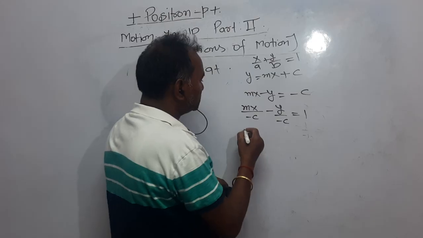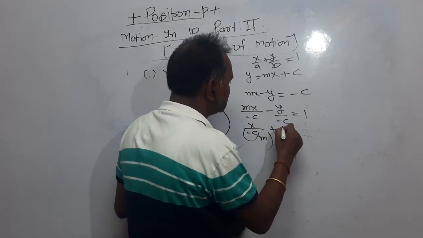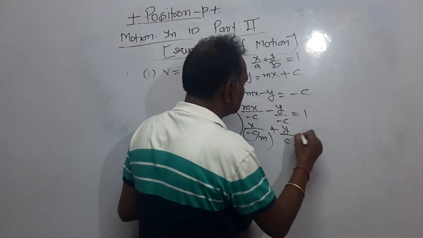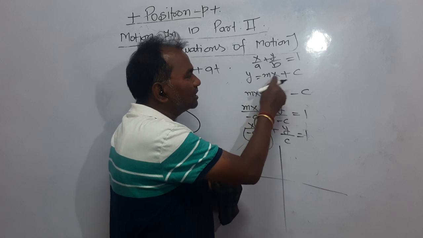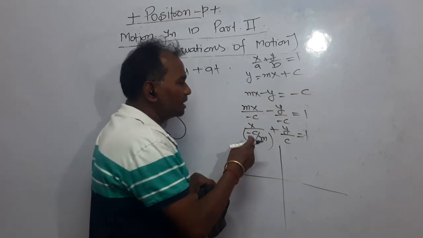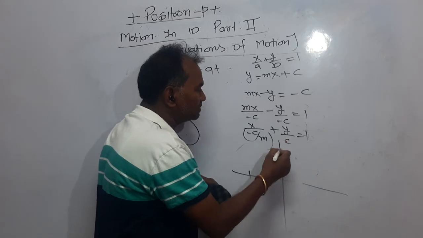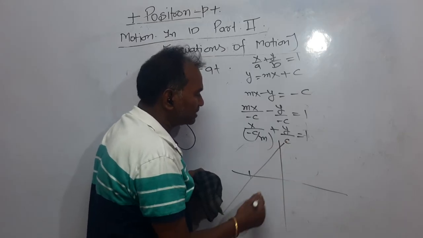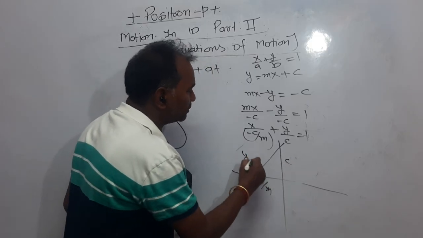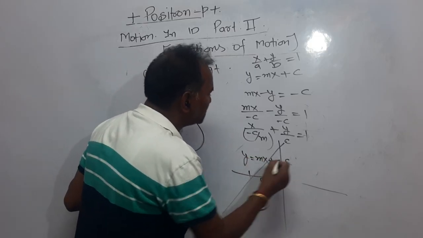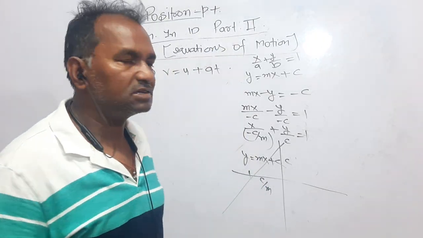So dear students, what happens? x over minus c upon m, you can write, plus y upon c, equal to 1. It means if you want to plot y is equal to mx plus c, on the x axis a negative intercept, and on the y axis a positive intercept of c. This is c upon m and this is c. This is the equation of y is equal to mx plus c. Same trick I am going to apply when I plot these equations.